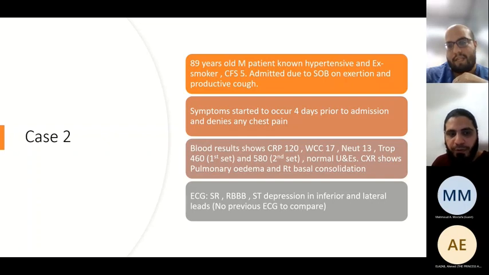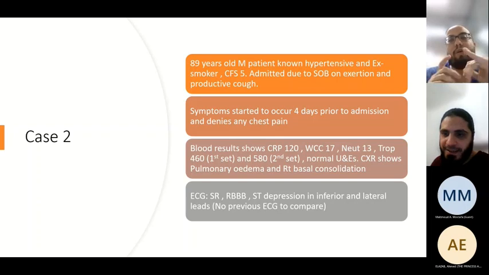One more thing before we move from this case. Regional wall motion abnormalities are not specific for type 1, isn't it? You can find regional wall motion abnormalities in myocarditis. You can find regional wall motion abnormalities due to tachycardia. It depends; regional wall motion abnormality is a spectrum.